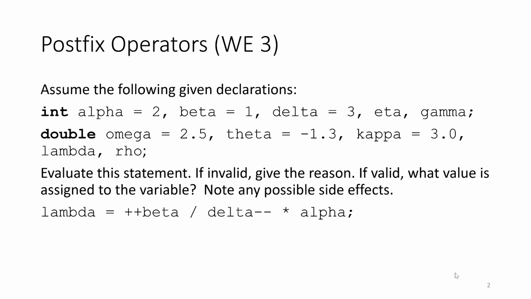Here's the problem statement. Assuming the following given declarations, evaluate the statement. If it is invalid, give the reason, and if valid, what value is assigned to the variable. Note any possible side effects. The statement is lambda is assigned the value ++beta divided by delta-- times alpha.